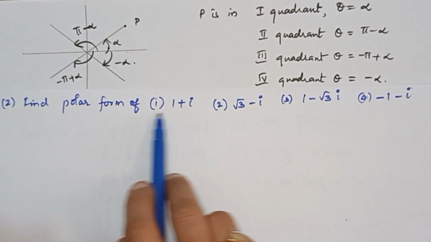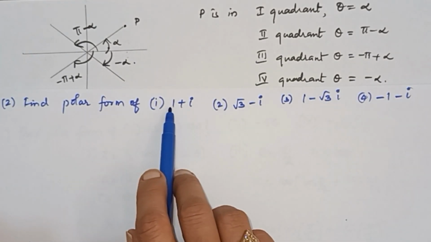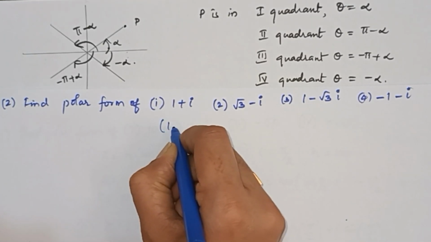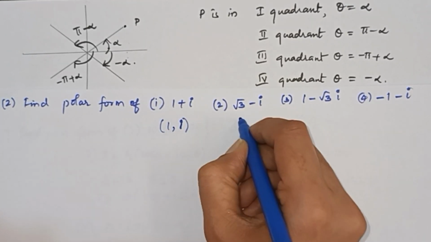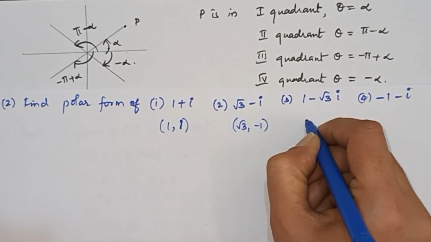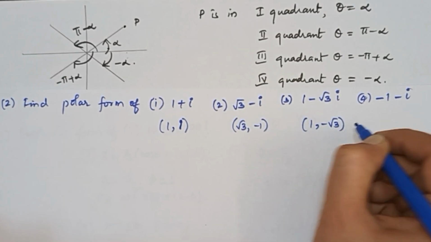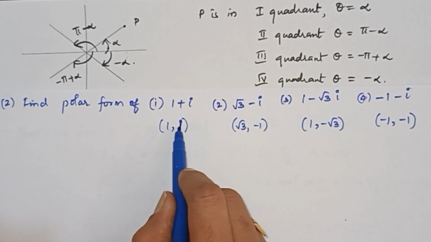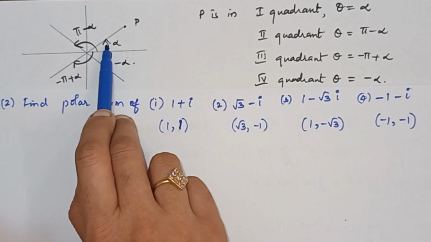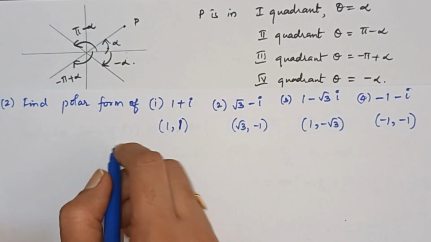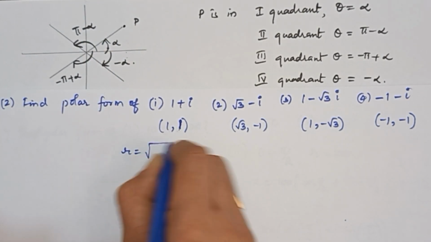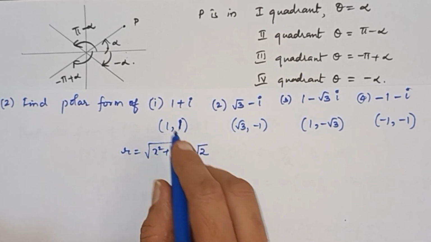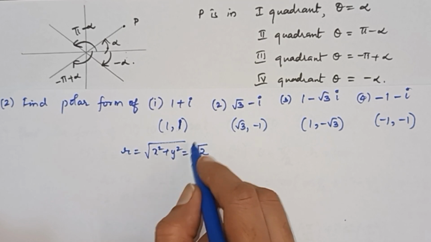Now find the polar form of these complex numbers. So first you have to write the points associated with these complex numbers. Here (1, 1), and here (root 3, minus 1), here (1, minus root 3), and here (minus 1, minus 1). Now this first question (1, 1), this is in the first quadrant. So for the first quadrant, we have to get the value of r. r is the square root of x square plus y square, which is equal to root 2, because 1 square plus 1 square gives you square root of 2 here.